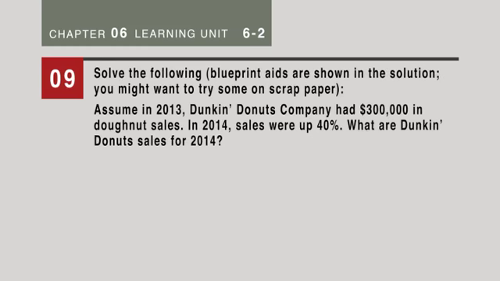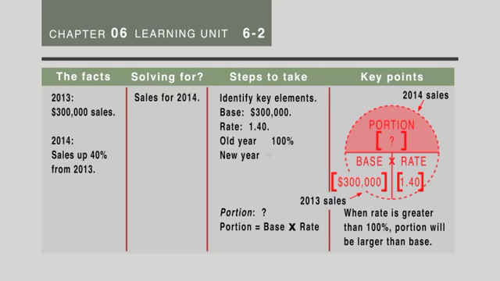Number 9, assume in 2013 Dunkin' Donuts Company had $300,000 in donut sales. In 2014, sales were up 40%. What are Dunkin' Donuts sales for 2014? So we're solving for the portion again. We have base times rate. Make note that we're up 40%.